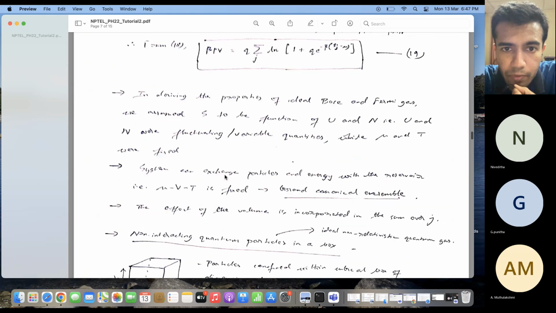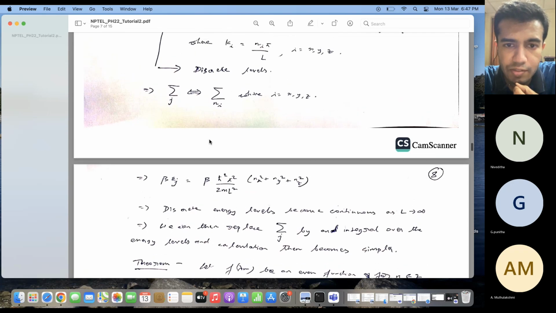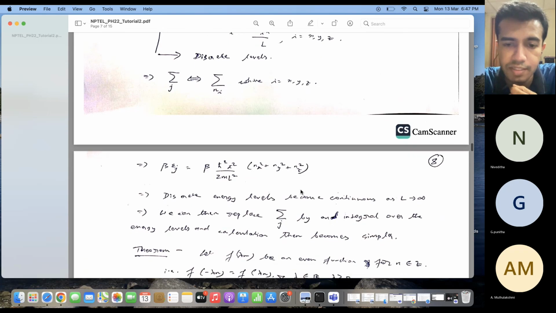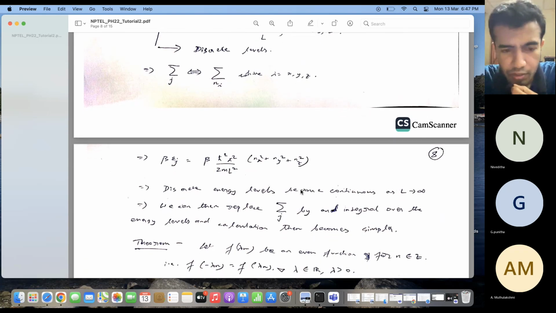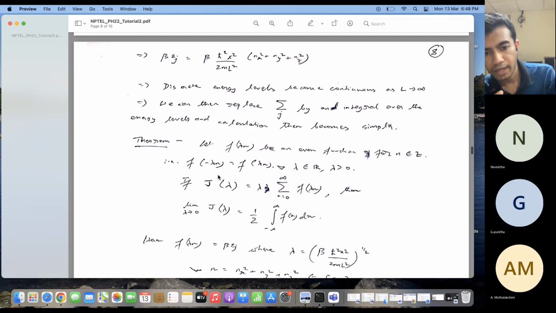So in the previous example, we had epsilon_j to be the energy of the jth level. In place of j, I now have the summation over these quantum numbers n_i. So beta epsilon_j is beta times h-bar squared pi squared by 2 m L squared times (nx squared plus ny squared plus nz squared). These are the energies of each level. Now, I was saying earlier that if I take the box size going to infinity, the separation between energy levels reduces, and I can replace the summation by an integration.